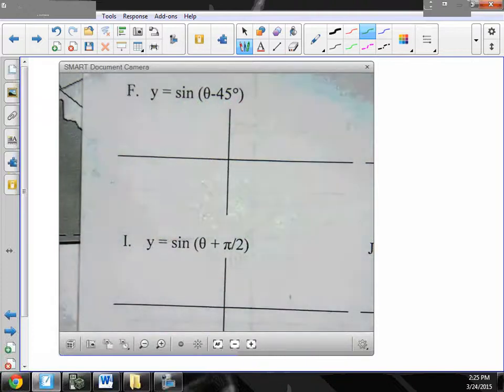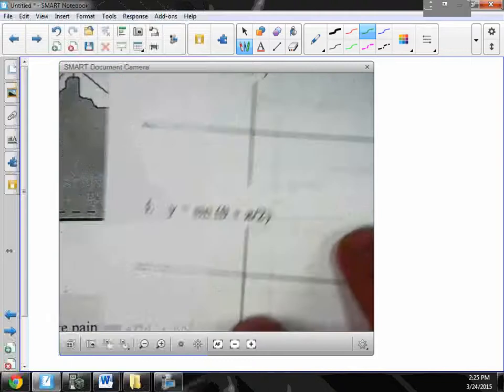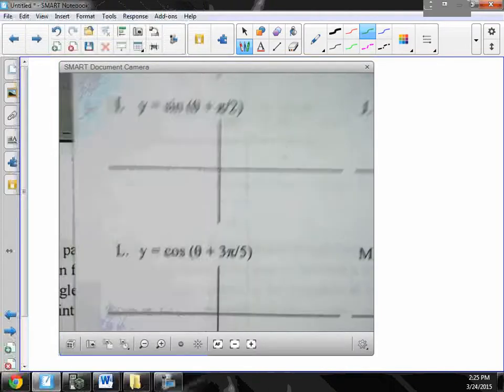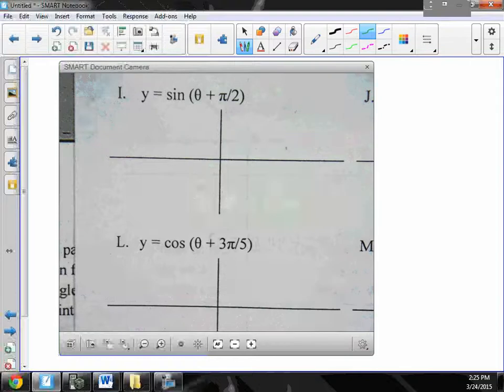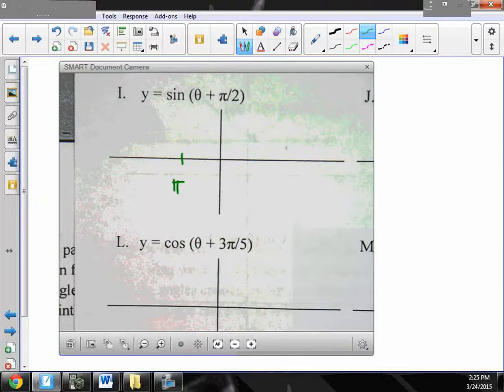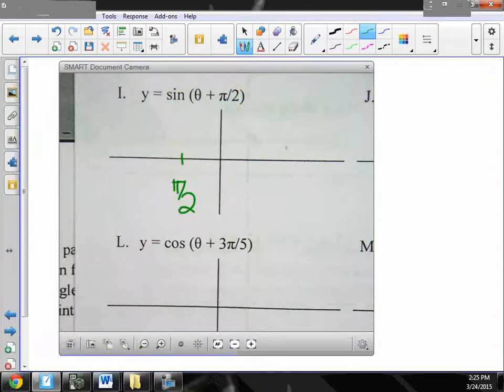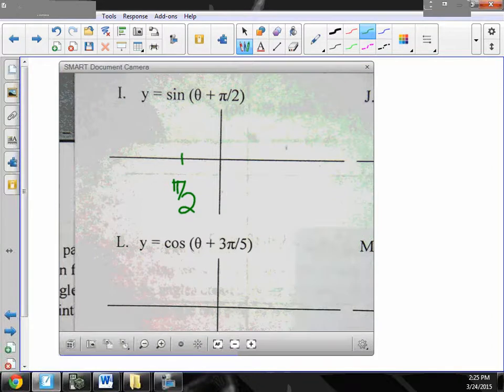G you can handle, H you can handle. Look at I. Now we have to label the theta axis in terms of radians. Which direction did this shift? Left. And it shifted pi over 2. In radians, what is the distance between the critical points? Pi over 2. 90 degrees is equivalent to pi over 2.